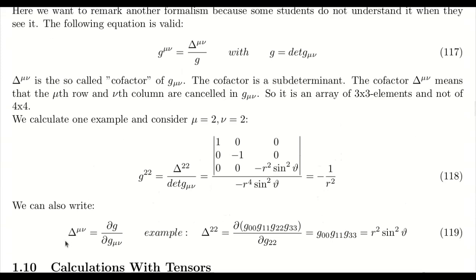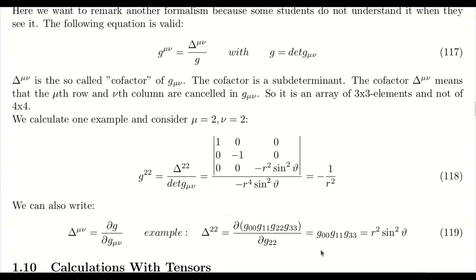we can also write the cofactor is equal to the differential quotient of the determinant g differentiated with respect to the g mu nu component of the metric tensor, the covariant metric tensor. So again, the example with the indices 2 and 2. So we have in the numerator that this is the determinant. So we have the 4 diagonal elements here in the product. And here we have g 2 2 in the denominator.